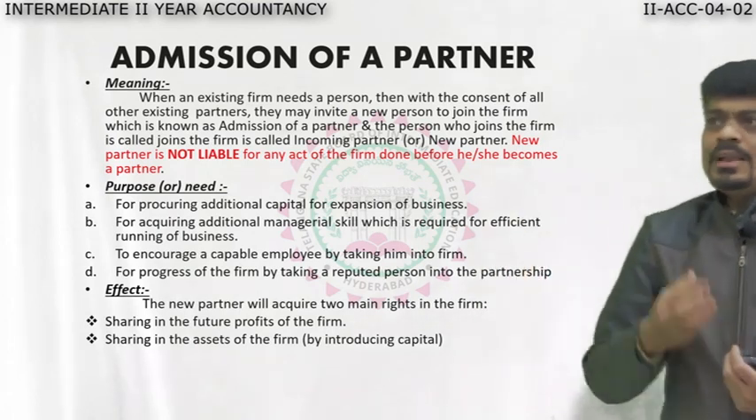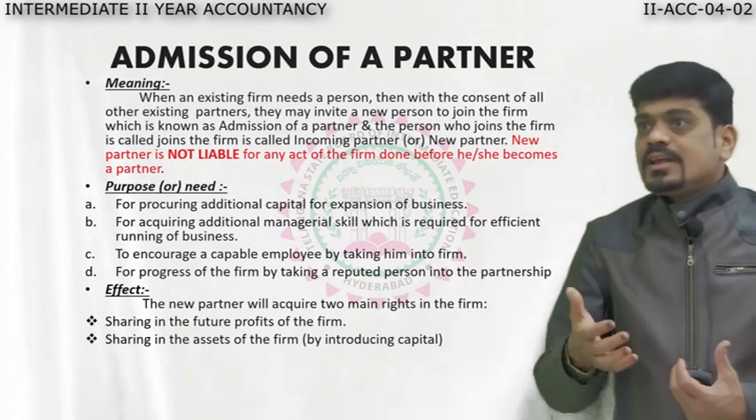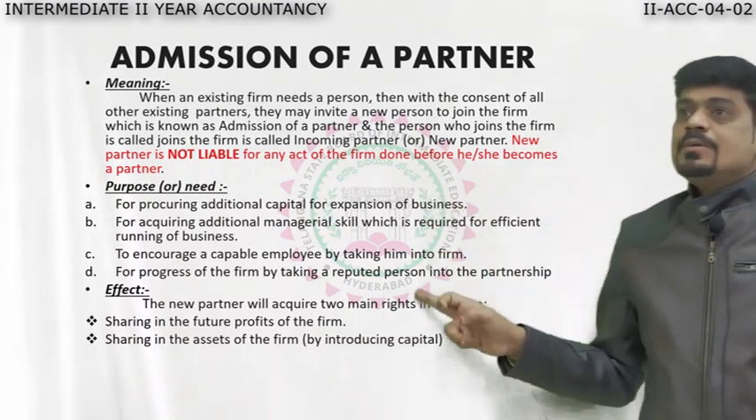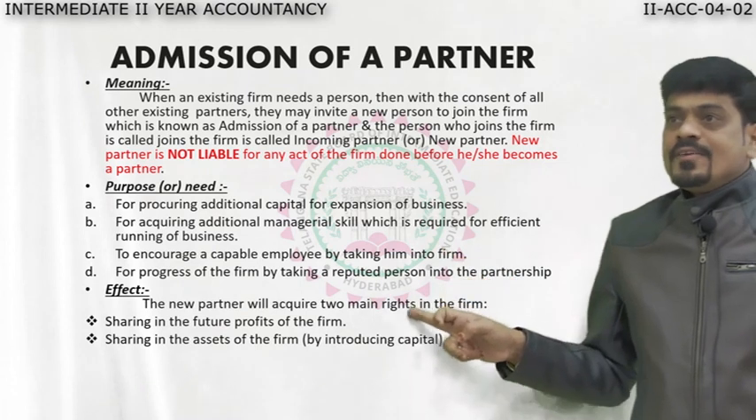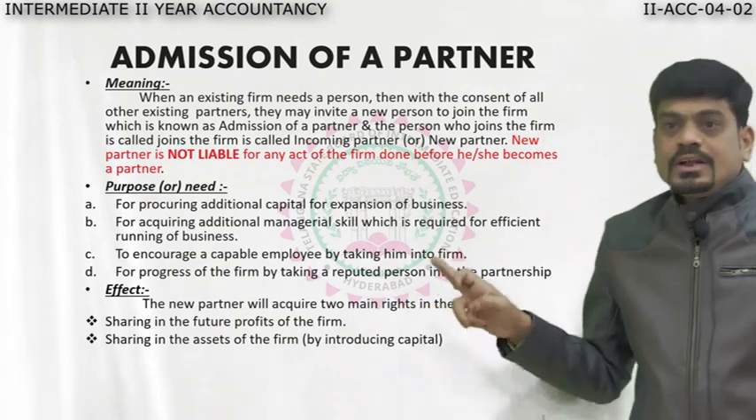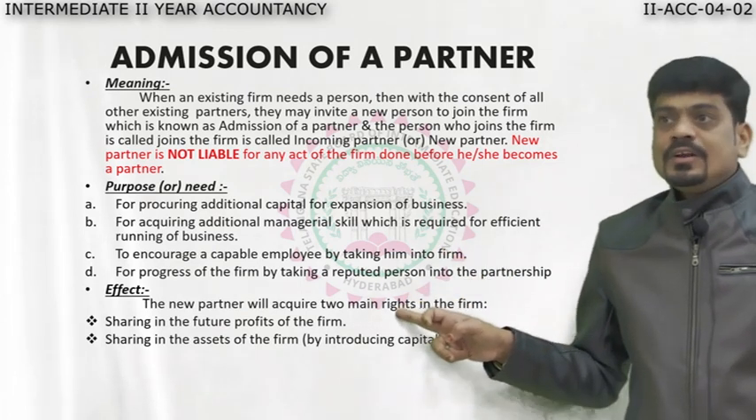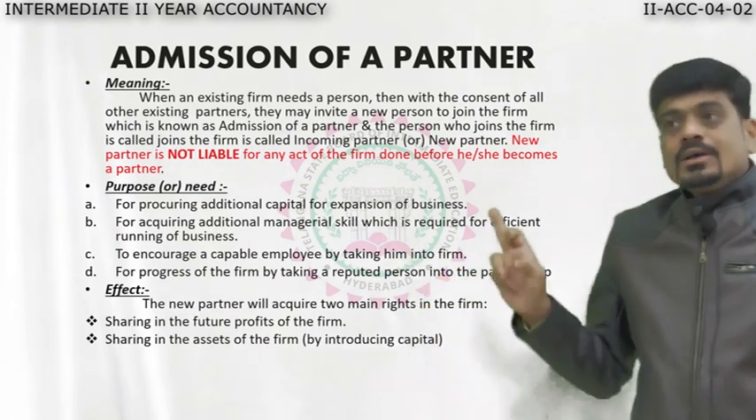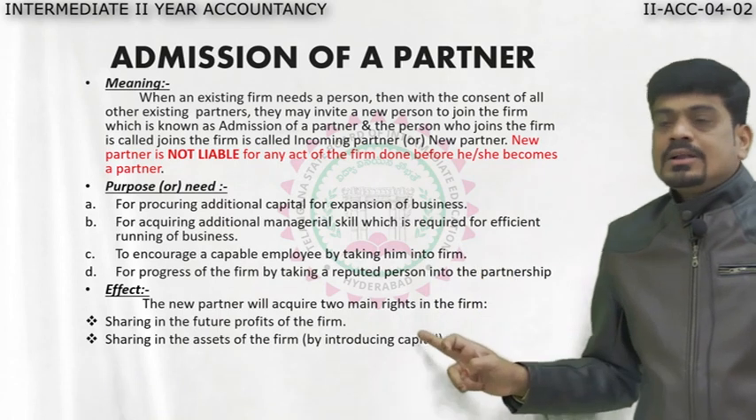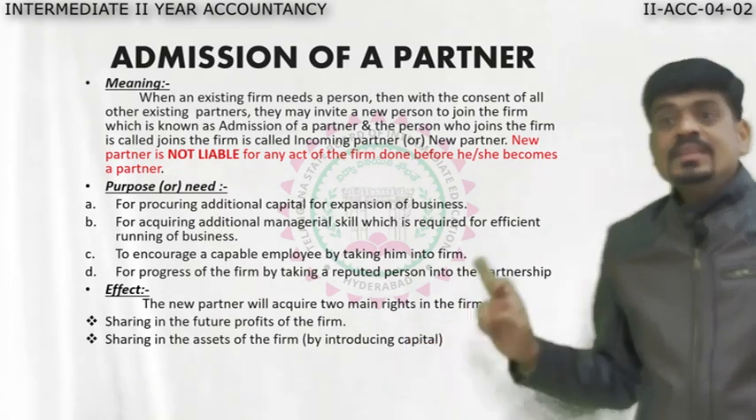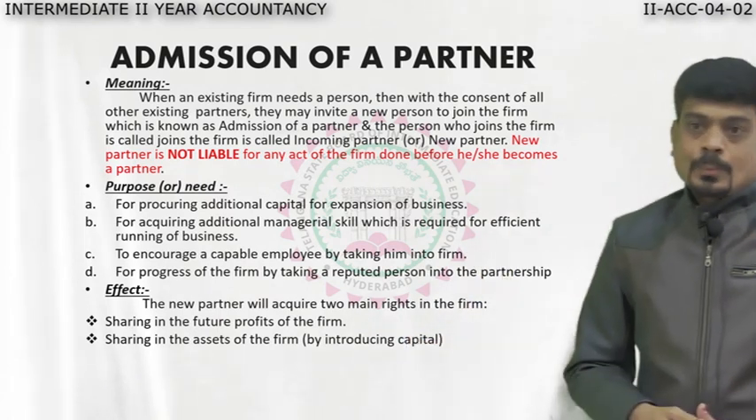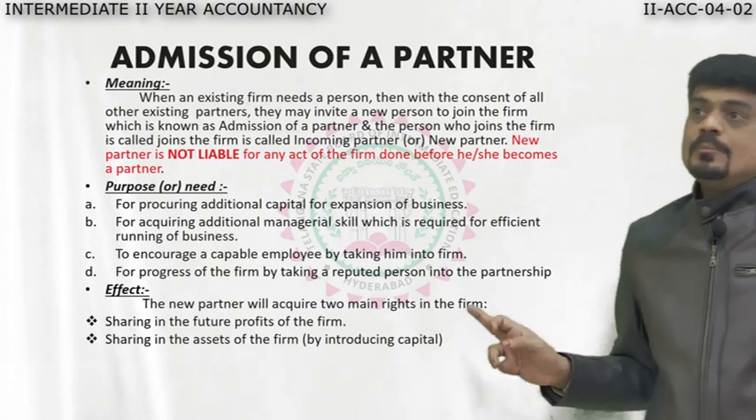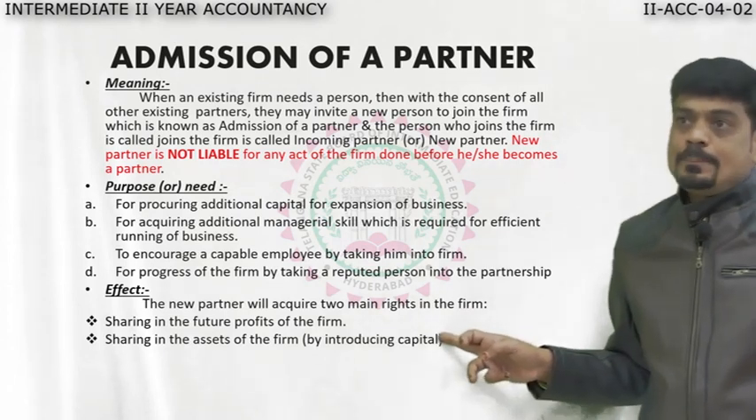In this simple way, we are able to understand that whenever there is admission of a partner, the effect will be on the profit ratio. That is, in future, the profit will be shared even by the new partner, and along with that, the new partner will share even the assets of the firm. Why does he have to share assets of the firm? Because he is introducing capital.